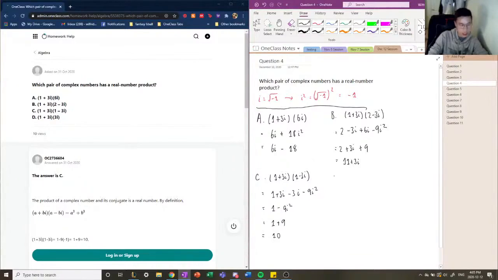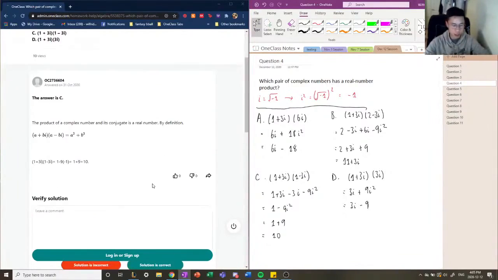All right, let's check the last option here. Our last option is 1 plus 3i times 3i. So this is going to be 3i plus 9i squared. Since i squared is negative, we get 3i minus 9. All right, so now looking at all our options, we can see that C is the correct option because it gives us the real number component only.